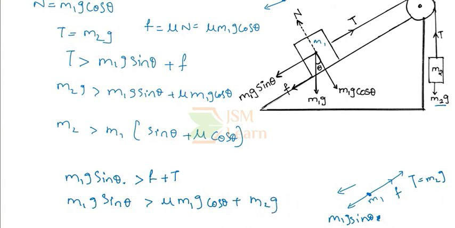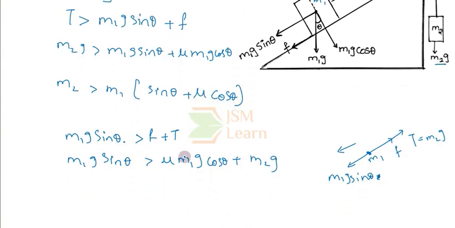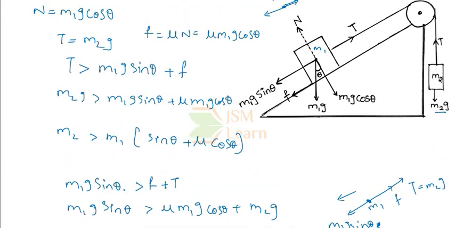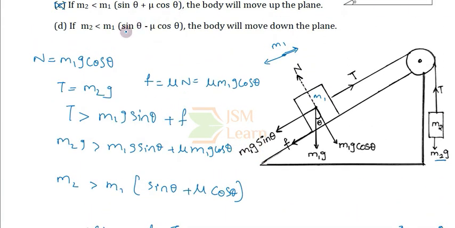When we solve this and take out g as common and cancel, we get that if m1 of sin theta minus mu cos theta is greater than m2, then in that case this block will be moving downwards. That is, option D is true. We can see that the same condition is displayed over here. So overall, our options B and D both are true.